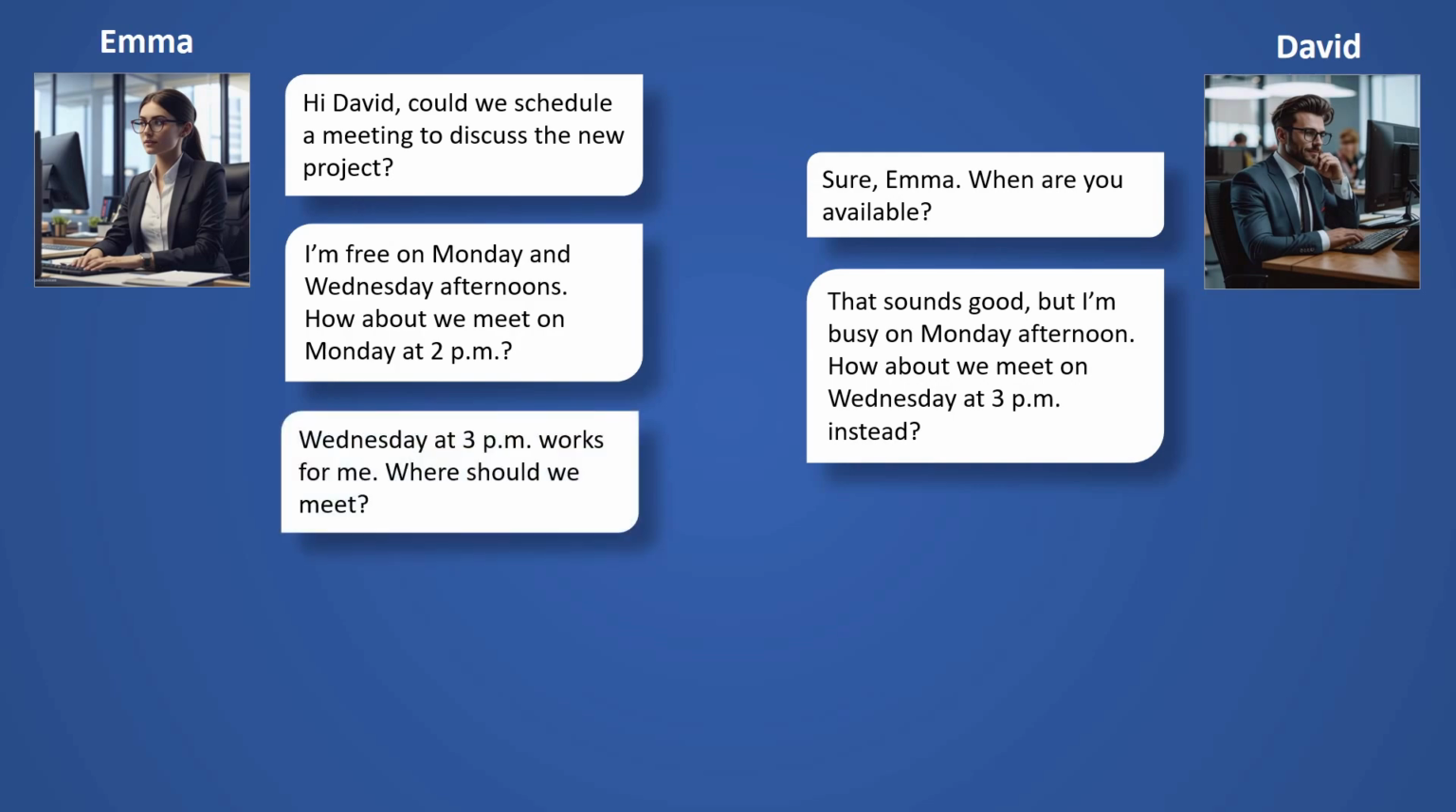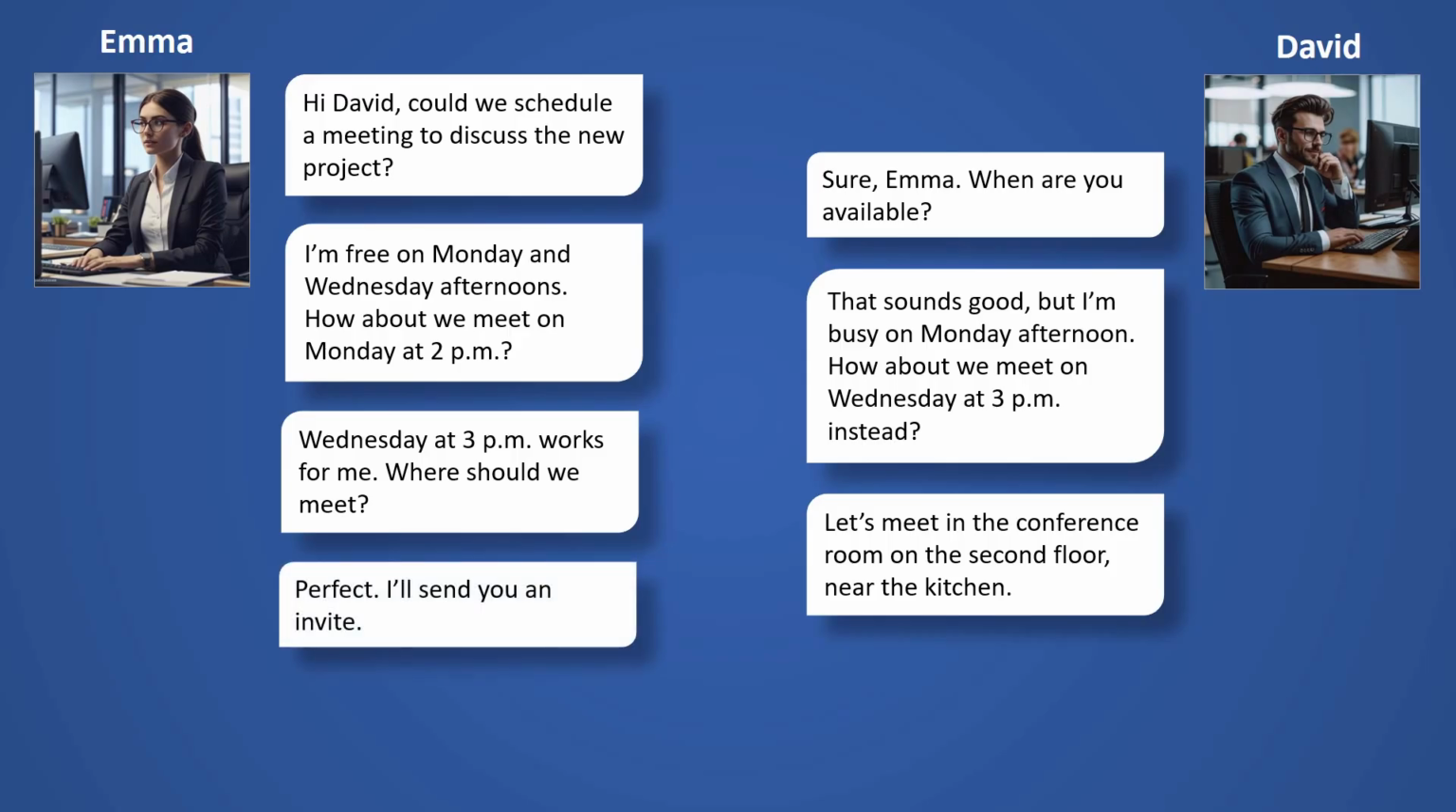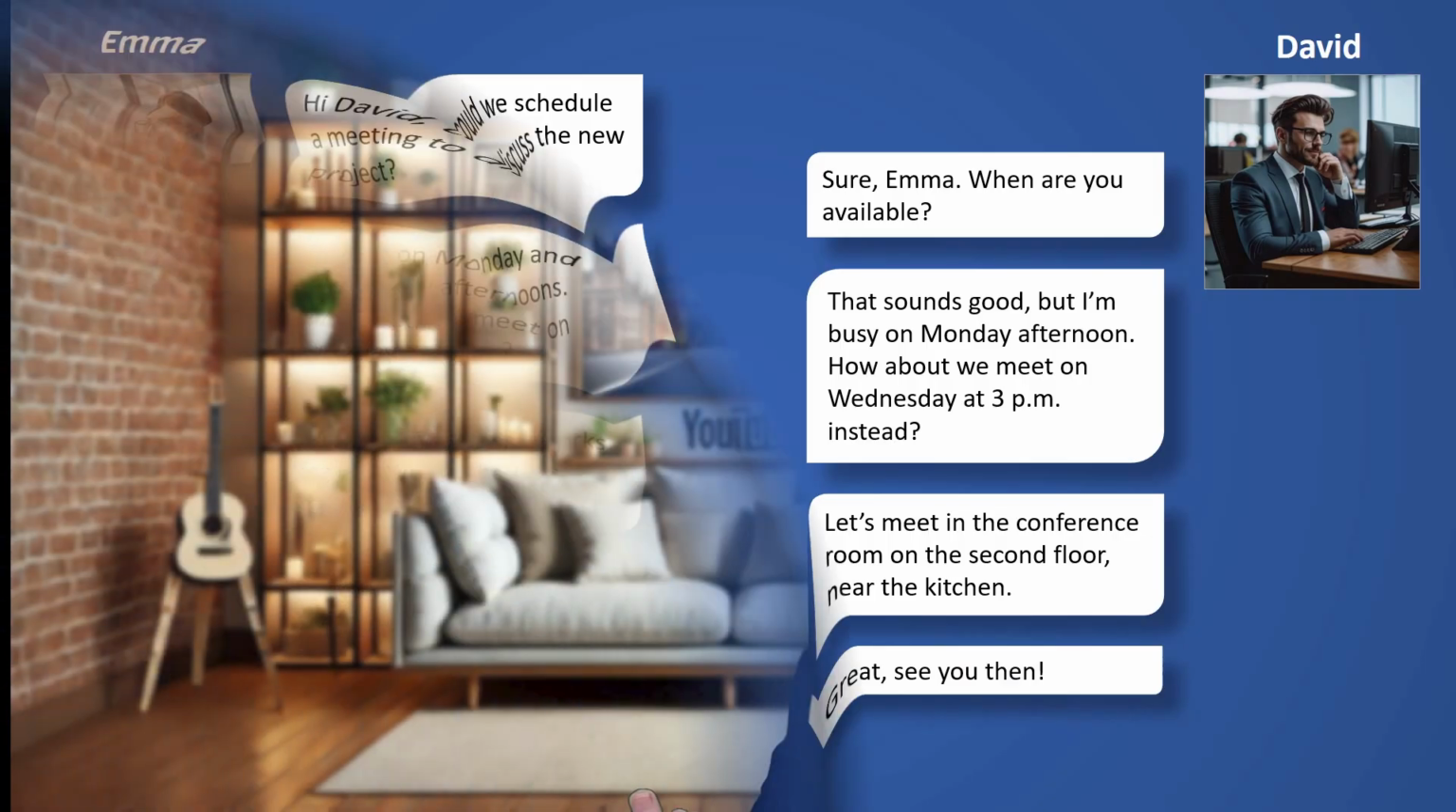Wednesday at 3 p.m. works for me. Where should we meet? Let's meet in the conference room on the second floor, near the kitchen. Perfect. I'll send you an invite. Great. See you then.